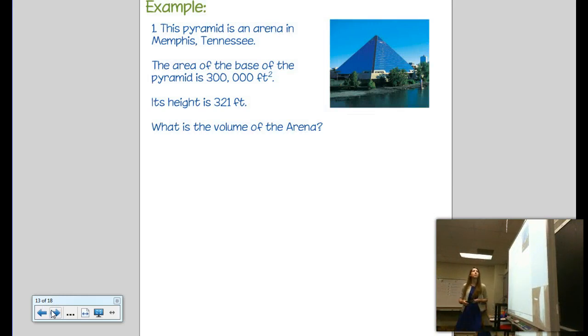Let's do another problem. This pyramid is an arena in Memphis, Tennessee. The area of the base is 300,000 square feet. Its height is 321 feet. What is the volume of the arena? This is not a difficult problem, so everyone needs to attempt it. It's easier than the one we just did.